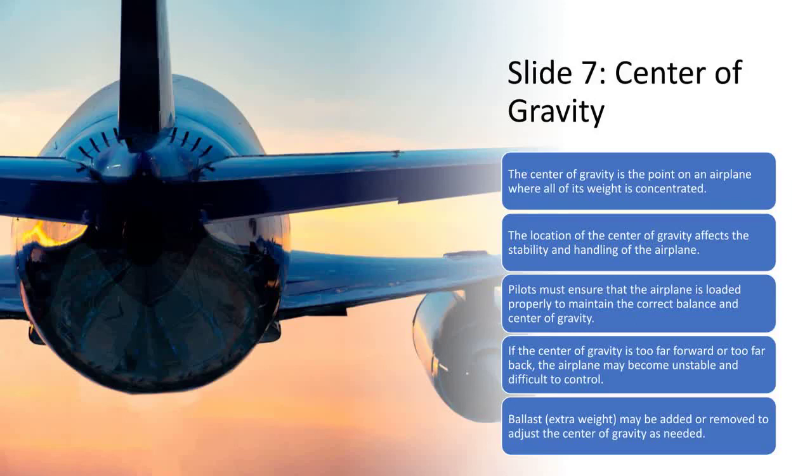The center of gravity is the balance point of an airplane and plays an important role in the airplane's stability and handling. The pilot must ensure that the airplane is loaded correctly to maintain the correct balance and center of gravity. If the center of gravity is too far forward or too far back, it can lead to instability and make the airplane difficult to control. Ballast, which is extra weight, can be added or removed to adjust the center of gravity if necessary.